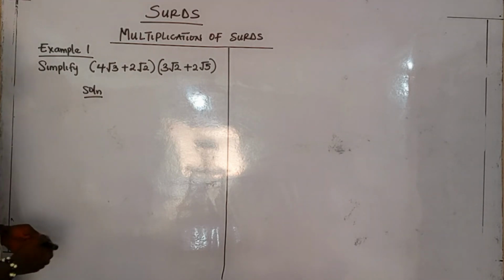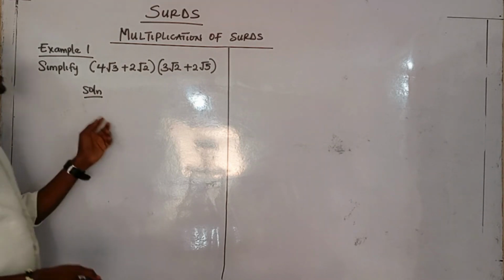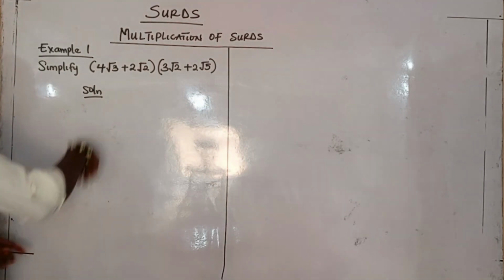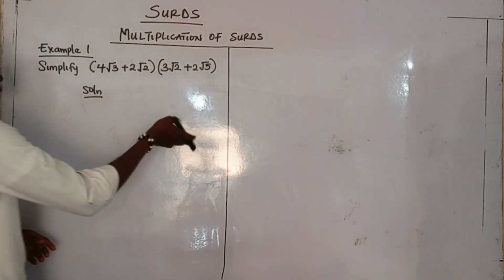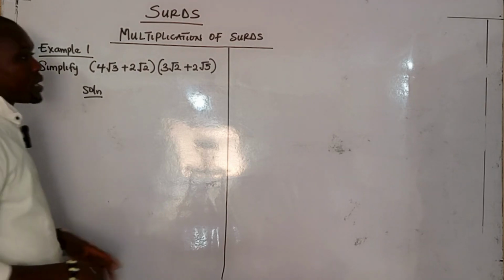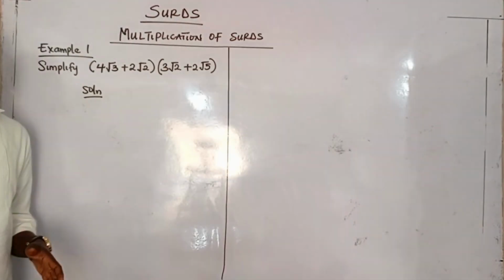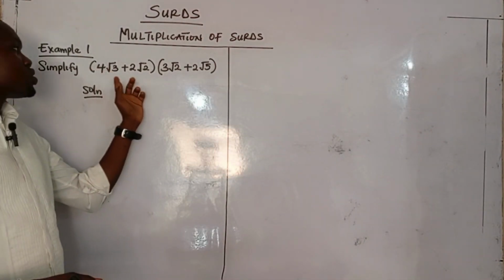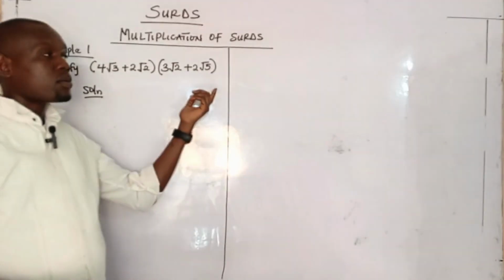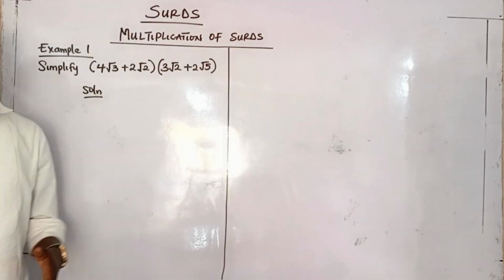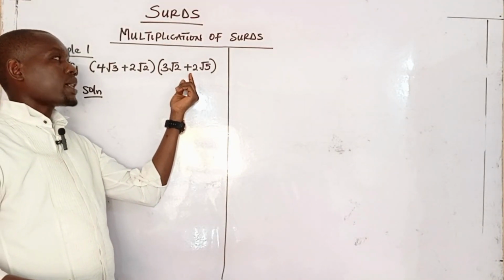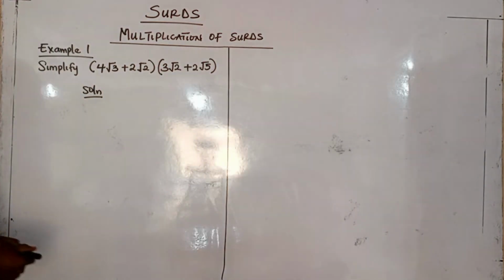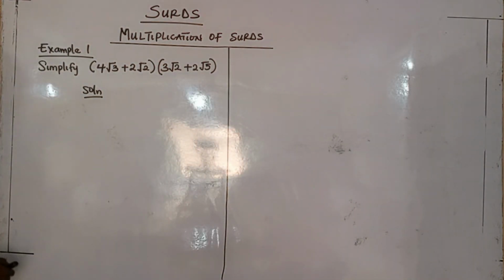All we need to do is use either the first bracket to multiply the second bracket, or use the second bracket to multiply the first bracket. Now I'm going to do it both ways. I'm going to start with using the first bracket to multiply the second bracket, and probably in the next video I'll do using the second bracket to multiply the first bracket. Now let us look at it.